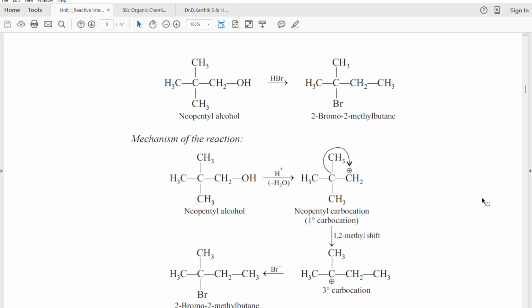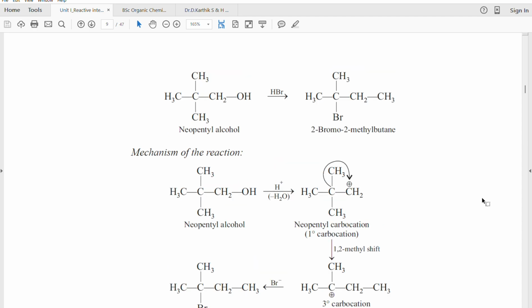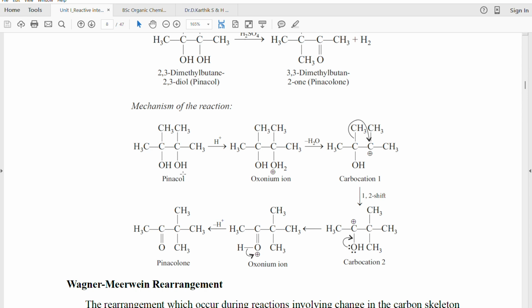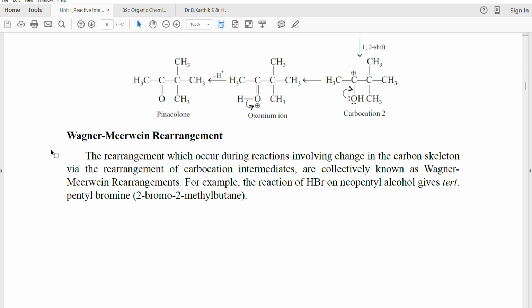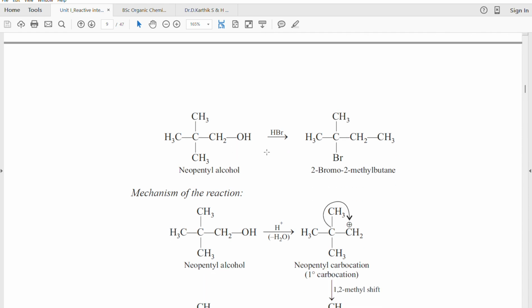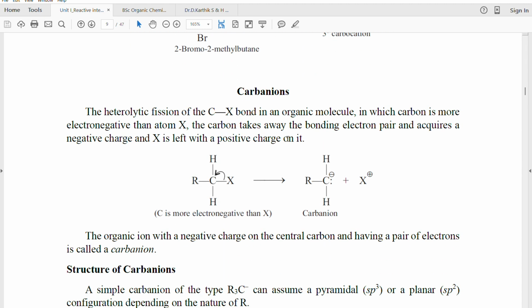Fine. So we have seen two rearrangement reactions. One is the pinacol-pinacolone rearrangement and the other is the Wagner-Meerwein rearrangement. In the pinacol-pinacolone rearrangement, you have two hydroxy groups in the starting material. In the Wagner-Meerwein rearrangement, you have one alcohol, a primary alcohol, as the starting material. The catalyst is the same, that is, inorganic acids.